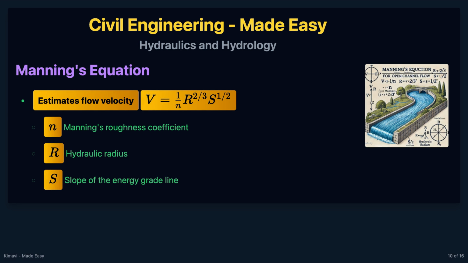Manning's equation is used to estimate the velocity of flow in an open channel. It is given by V equals 1 over n times r to the power of 2/3 times s to the power of 1/2. Here, V is the flow velocity, n is Manning's roughness coefficient, r is the hydraulic radius, and s is the slope of the energy grade line.